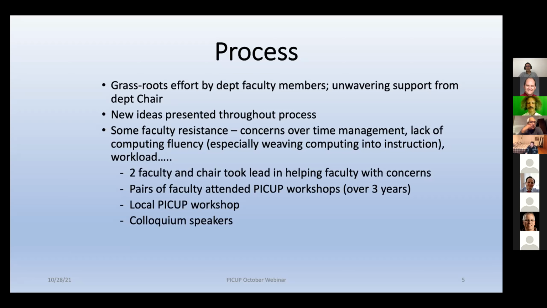So what we did was we had a couple of faculty members, and then of course Andy as the chair. We sat down in many of these faculty meetings and went over these concerns and tried to alleviate some of them. Then Andy sponsored, I think, 3 pairs of faculty members. So 6 faculty members attended the PICUP workshop in Wisconsin over a period of 3 years, 2 people each year. And this was very important for us.